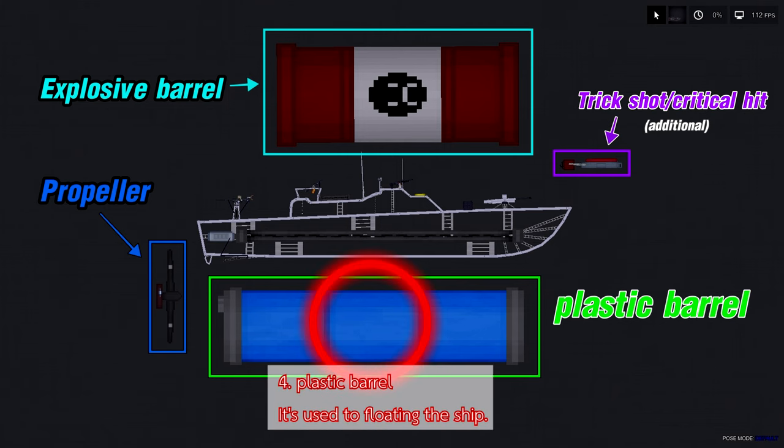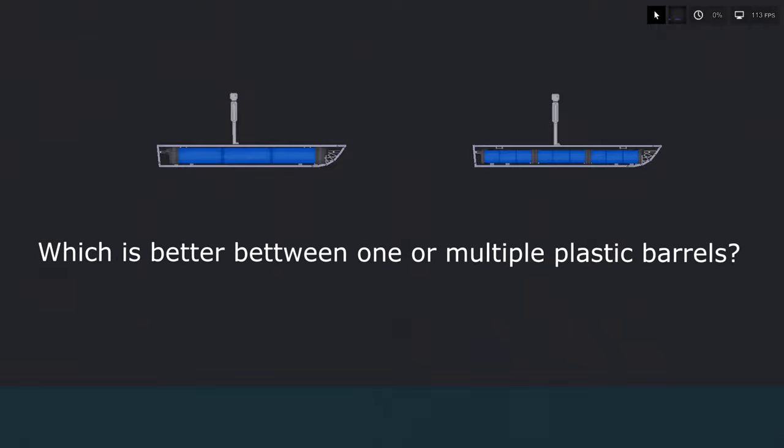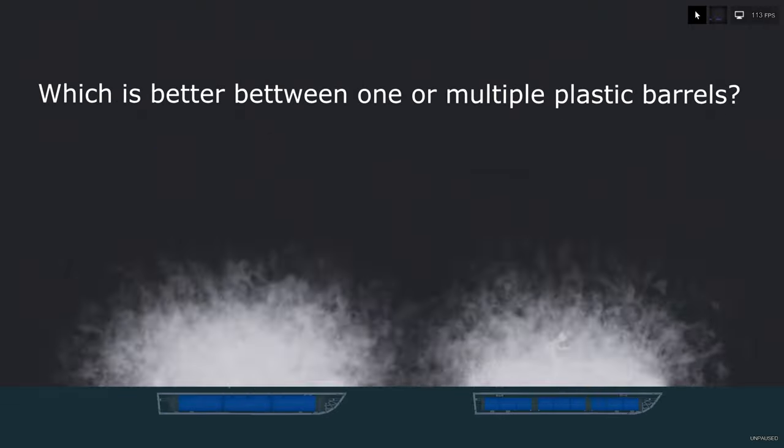Four. Plastic barrel. It's used to float the ship. Which is better? Between one or multiple plastic barrels?